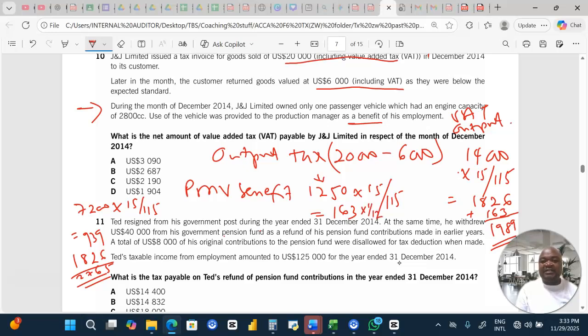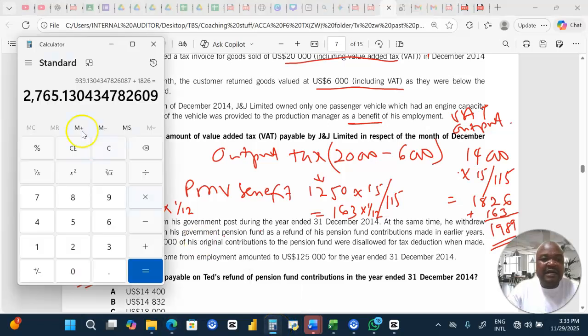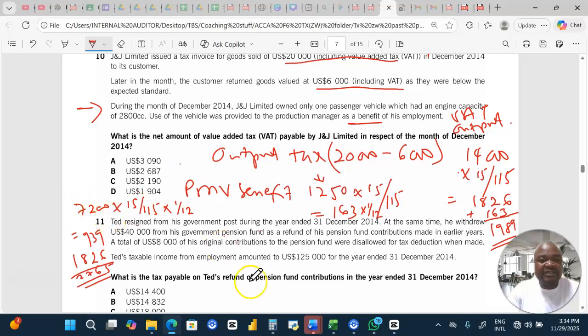And here again, the amount should also be prorated by 1 over 12. So let us do that one and see. So we are saying 7,200.